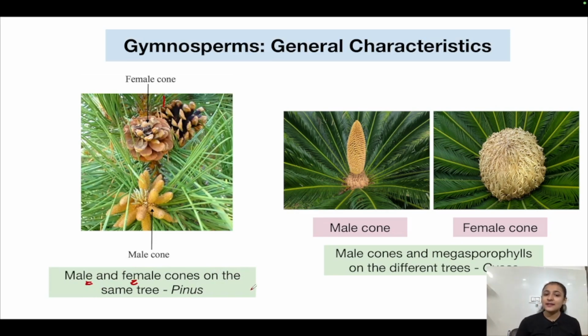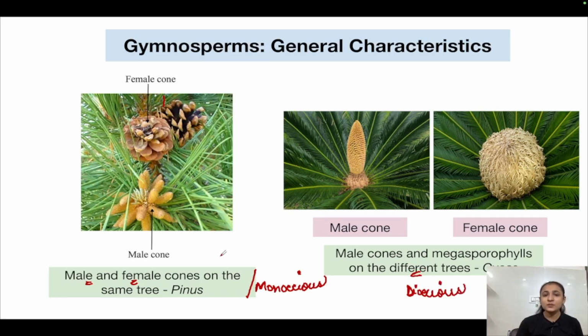When male and female sex organs, or in this case male and female cones bearing the male and female sex organs, are present on the same tree, this condition is known as monoecious condition. If male and female cones are present on different trees or on different plants, that condition is known as dioecious condition.